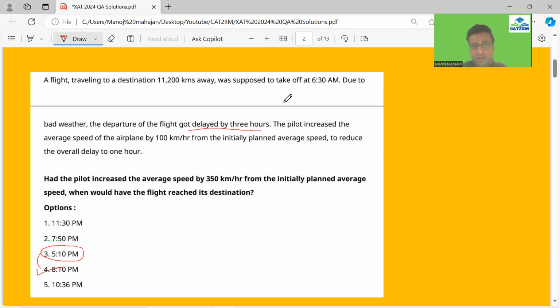So we have 11,200 kilometers. Let's say with a speed of s, I take the time that is distance upon speed. And if you look over here, then the speed got increased by 100. So I'll divide by s plus 100. Now we have to just understand what this difference would be in the time. So let's say when you leave at 6:30 a.m. and with the speed s, let's say the time taken is t.